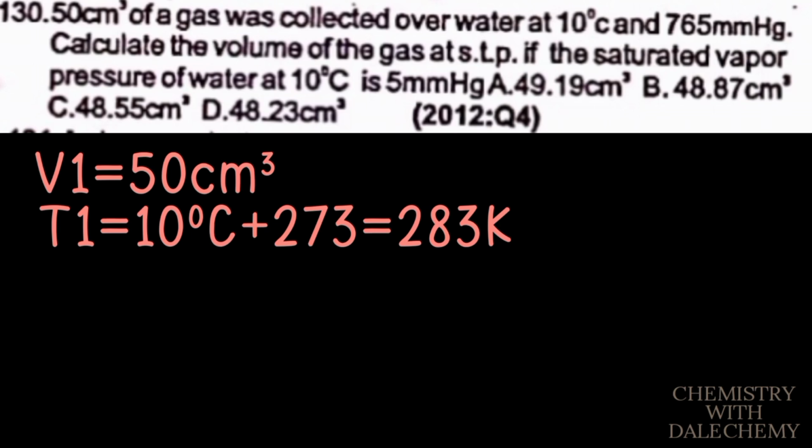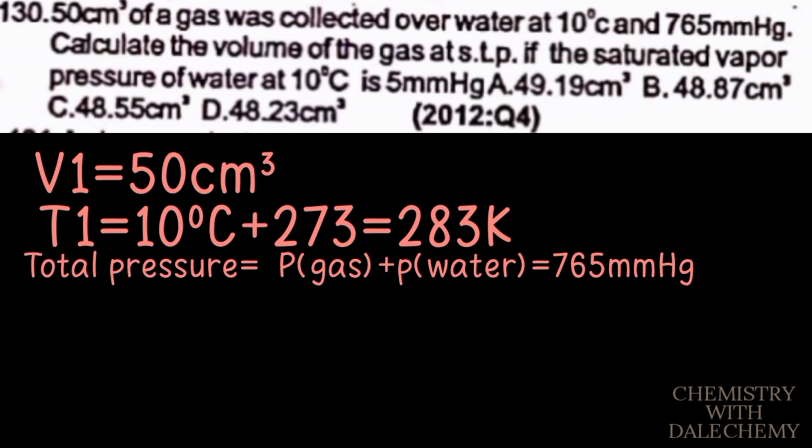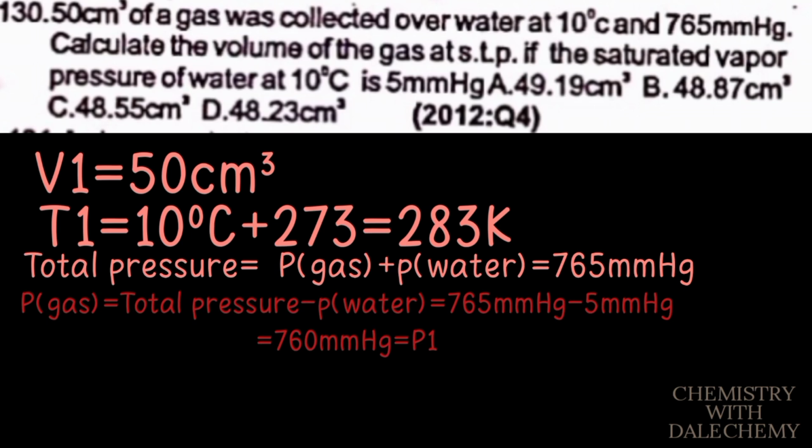It will be the pressure of the gas plus that of water, because it was collected over water. So to get the pressure of the gas, we have to subtract the pressure of water vapor at that temperature from the total pressure, which is 765 millimeter of mercury. So the pressure of the gas will be 765 millimeter of mercury minus 5 millimeter of mercury, that is the saturated vapor pressure at that temperature, which will give us 760 millimeter of mercury, which is our P1.